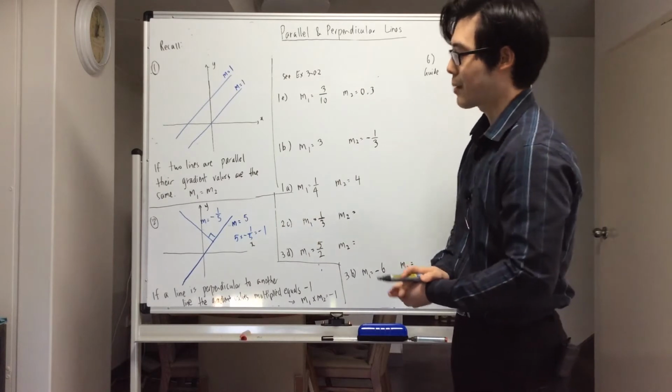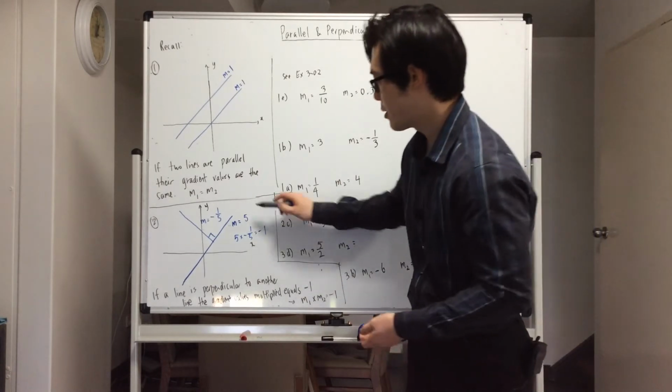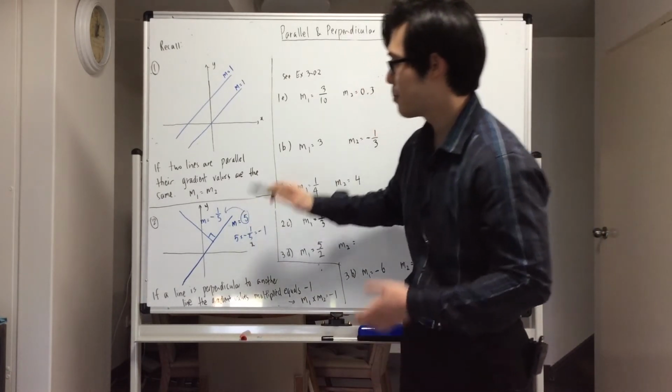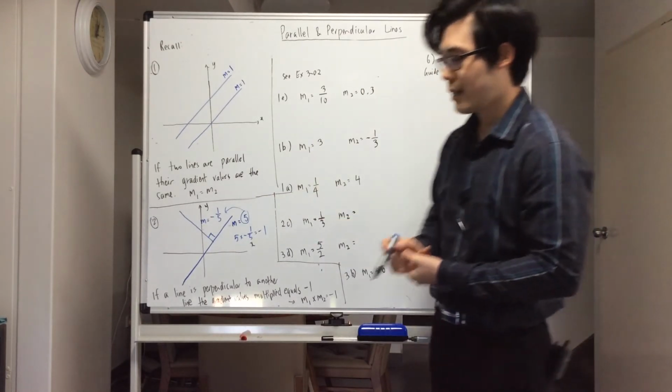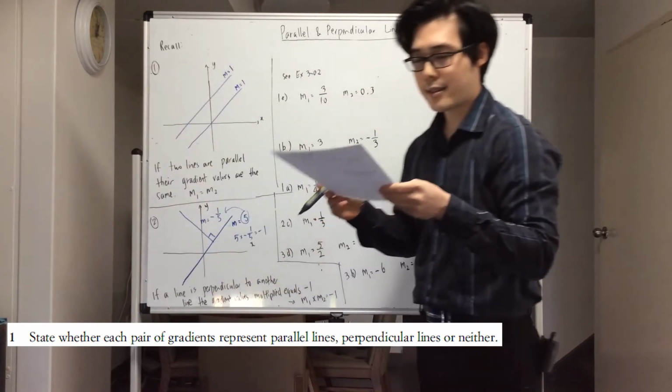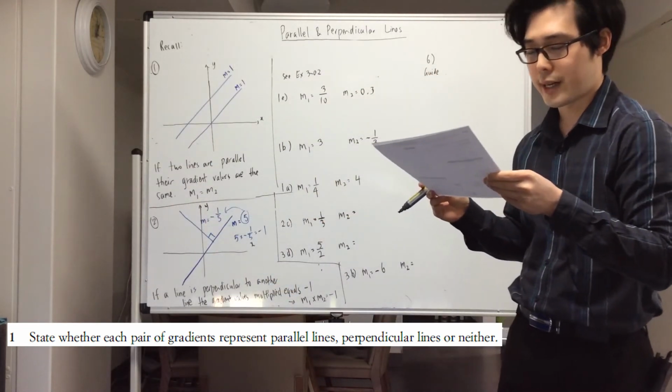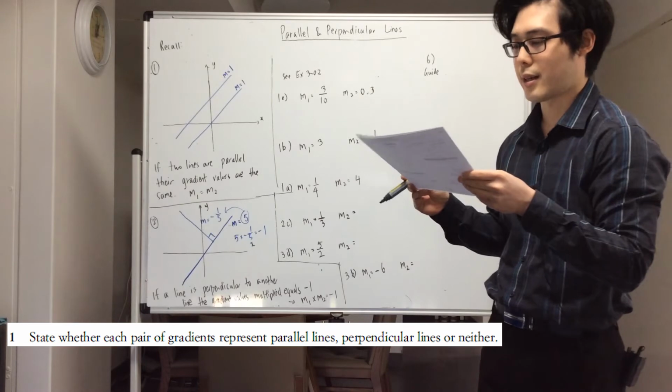Okay, so this is your second property, and I'll teach you an easy way to get from one to another. But before I do, let's have a look at some of your exercise questions. Question 1E, it says state whether each pair of gradients represent parallel lines, perpendicular lines, or neither.